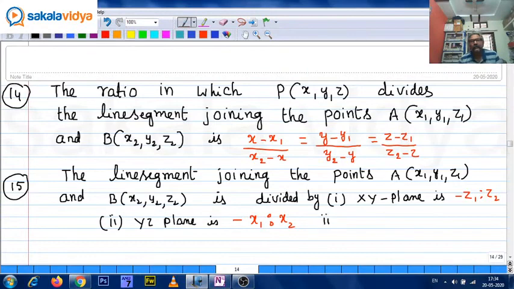Third point, zx plane is minus y1 is to y2. In the similar fashion, you can divide by the x-axis also. X-axis means we can find minus y1 is to y2. Y-axis means minus z1 is to z2. Z-axis means we can write minus y1 is to y2 or minus x1 is to x2. That also you can remember. Please refer to it now.